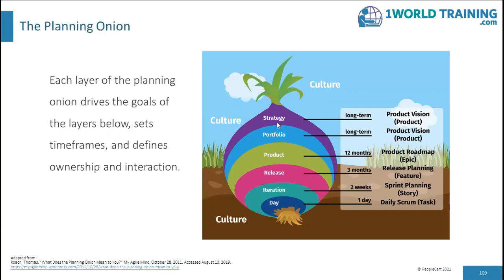As we can see here, we have the strategy at the topmost layer of the onion, which is the long-term product vision or about the product. Then we have the portfolio long-term, again can be the product vision or the product. Then we have product, which is a shorter time frame, let's say a year, which is a product roadmap, meaning in terms of the releases. If it's a 1 year time frame, there could be maybe 3 or 4 releases within that 1 year time frame, which make up the product roadmap.